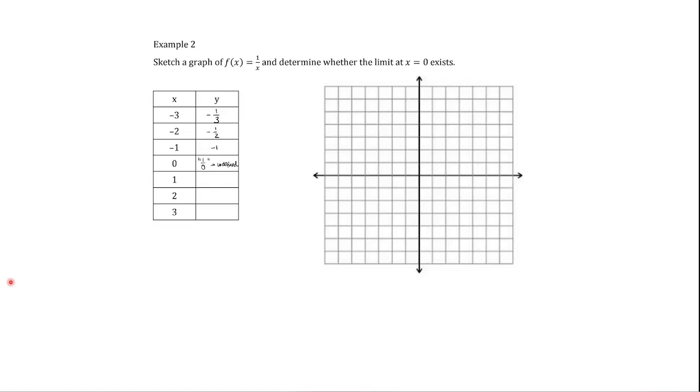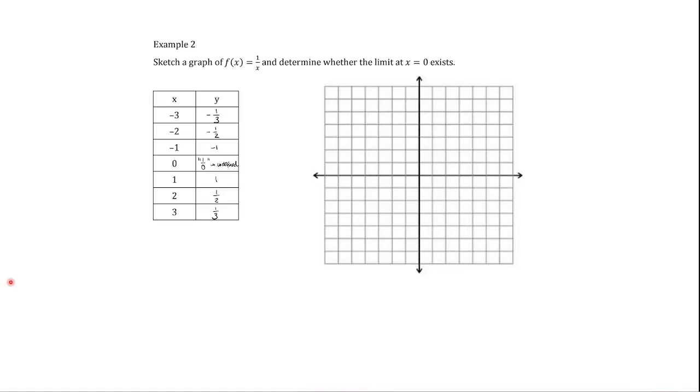At x is equal to 1, we have a value of 1, and at x is equal to 2, we have a value of 1/2, and at x is equal to 3, we have a y value of 1 over 3. Okay, and so let's take a look here at what happens when we graph this function, right?